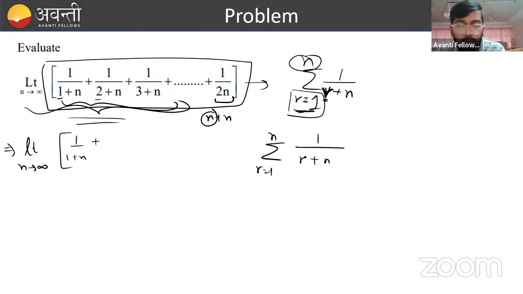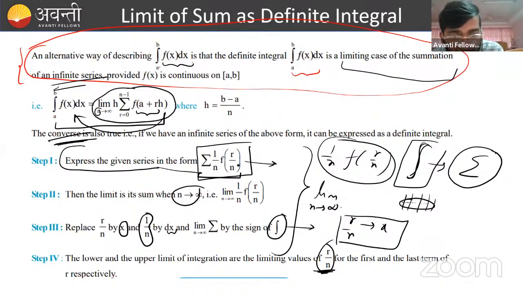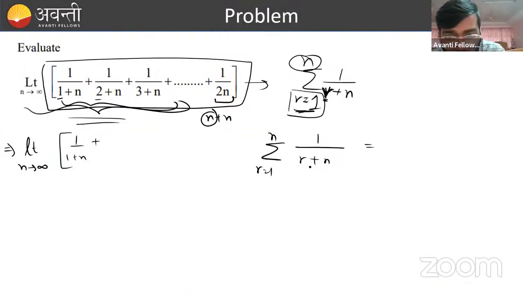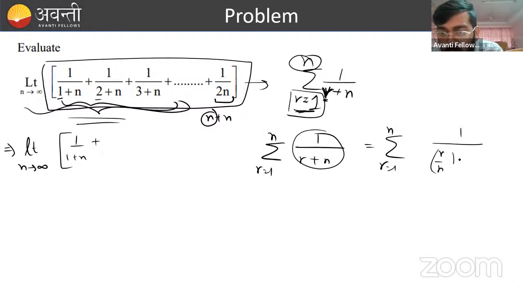Now this was the first step. The first step was summation 1 by n f of r by n. So I have to convert this thing in the form of r by n. That is pretty easy. I will take n common, so this will become r by n plus 1, and 1 upon n will come out. I hope you understood this. I just took n common from r and n.